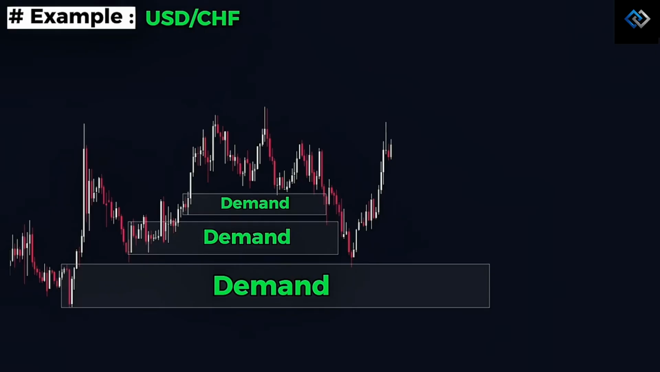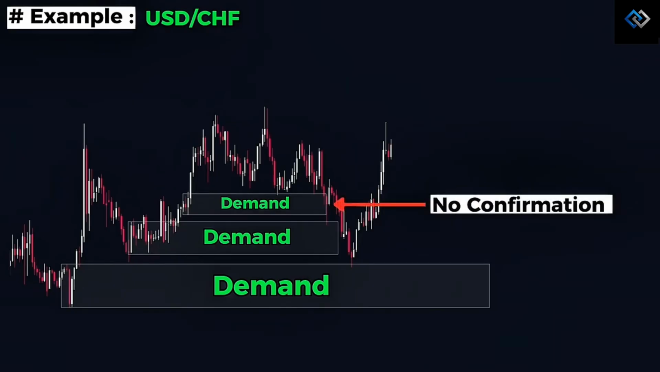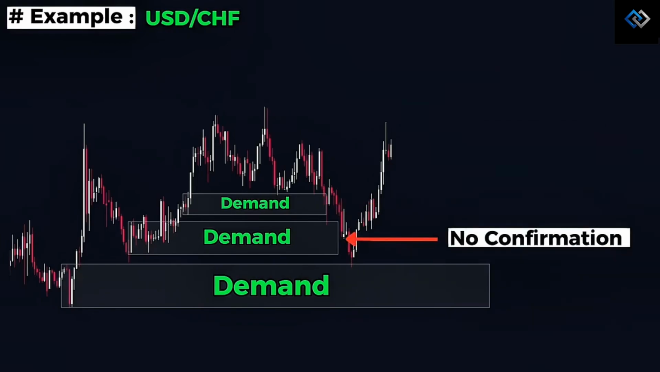Now, when deciding where to buy, our goal is to choose the right demand zone, the one that aligns with confirmation and avoids premature entries. The first zone didn't provide any confirmation. Price simply continued lower, showing there was still imbalance beneath, a sign the market hadn't finished seeking liquidity. The second zone also failed to hold, again due to unresolved imbalance below.